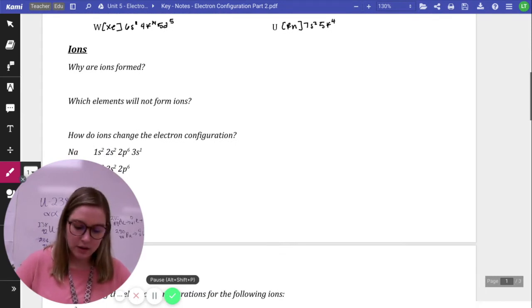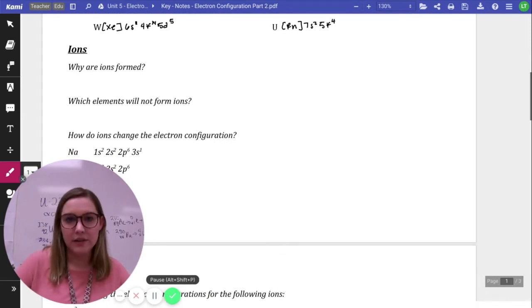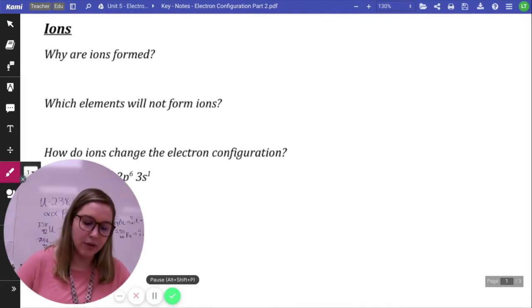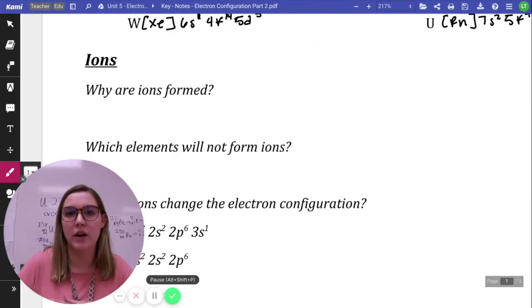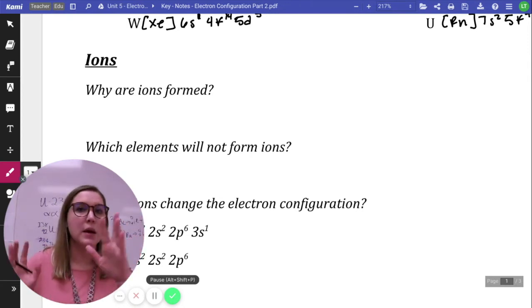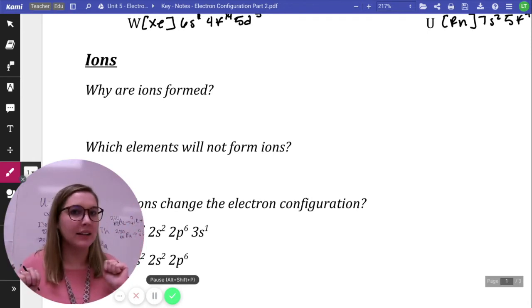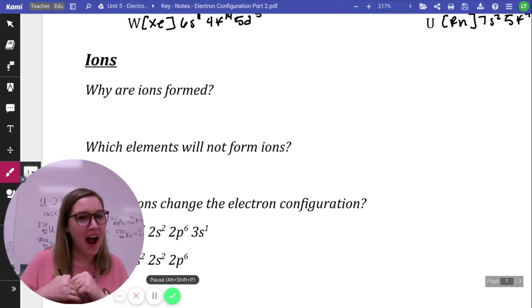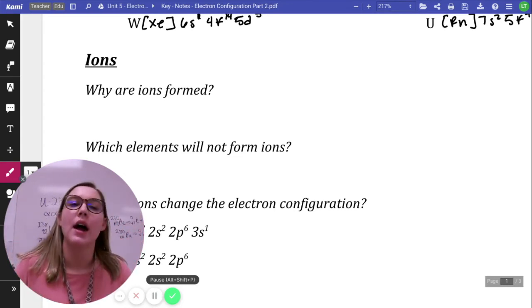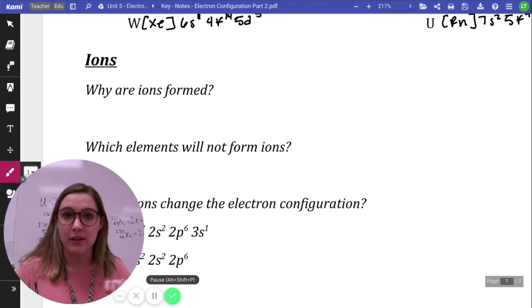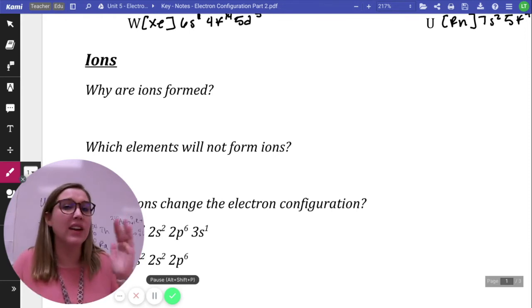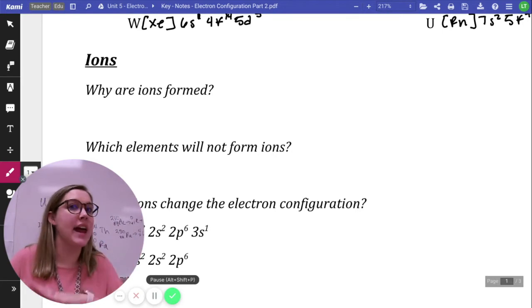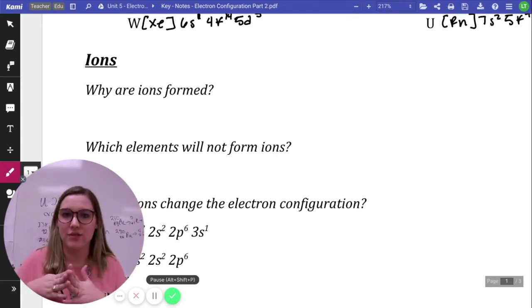So now we are going to move on to ions. So the first kind of question, if you guys remember, an ion is a charged particle. We either have a cation or an anion. Cation is positive. Remember, cats have paws, so cations are positive. I know, so funny. And it has lost electrons to become positive. And we have anions. Those are negative ions, and they have gained electrons.